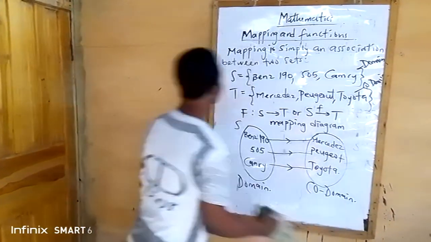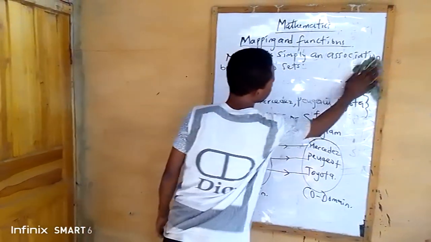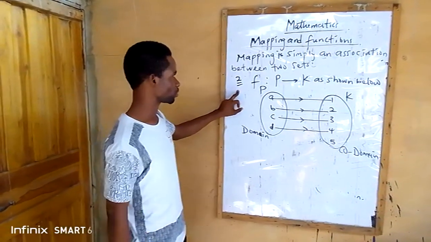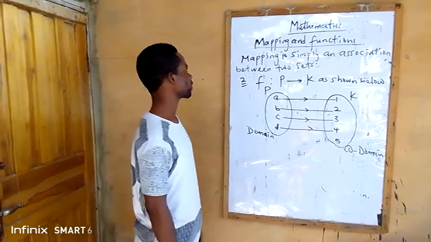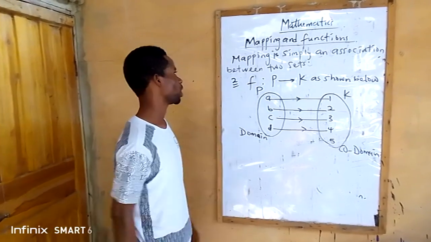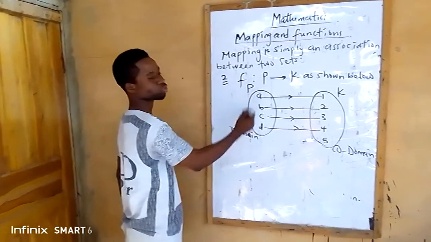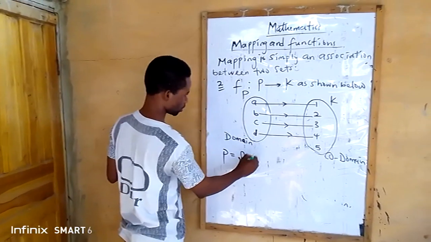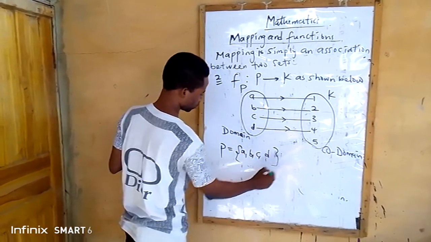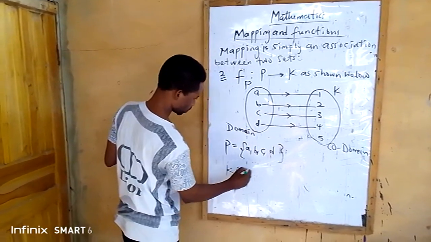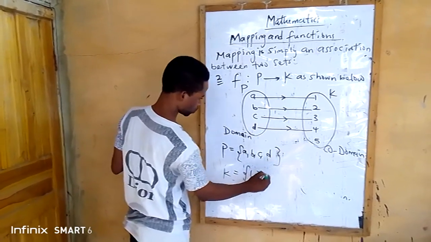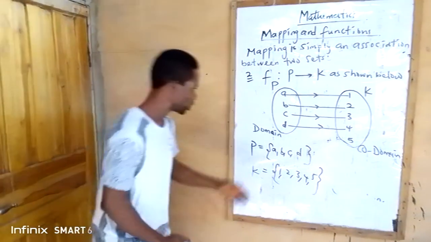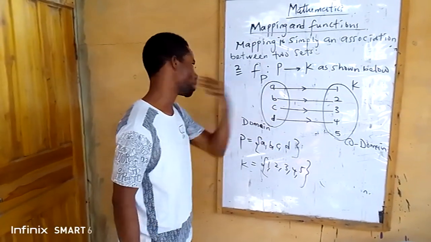Now, let's take another example under this mapping. Look at example number 2. Don't forget, I said mapping is simply an association between two sets. Look at these two sets. We have set P, and they can give it to us like this: the elements are A, B, C, D. And the set K, the elements are 1, 2, 3, 4, 5. So there is a relationship between them. That's why the mapping diagram is this for them.